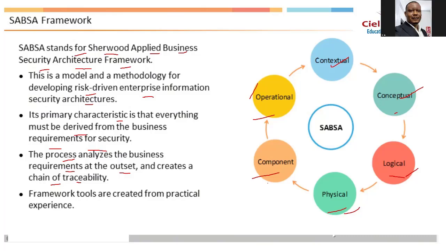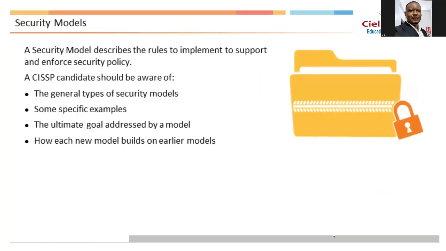So we are taking a look at various architectural frameworks. Next, we're going to talk about security models. Security models basically talk about the rules that, if implemented, can support our enforcement of a security policy within the organization. They are used to determine how security will be implemented, what can access the information systems that we have, what they can have access to, and in what ways they can have access to it.